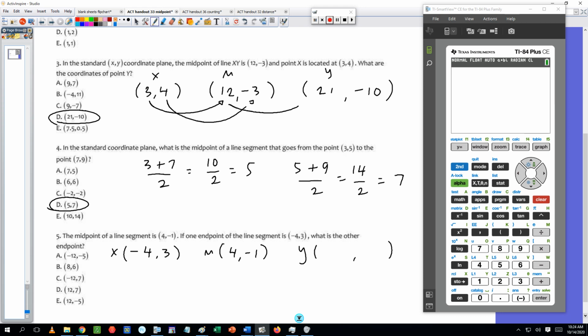So here's how I would do it. If you're at -4 and you go to 4, and 4 is your middle, that means you went up 8. If you continue to go up 8, that's going to put you at 12. 4 is in between, right in the middle of -4 and 12. From 3 to -1, you're going backwards 4. Go backwards another 4, you're at -5. And that is choice E.